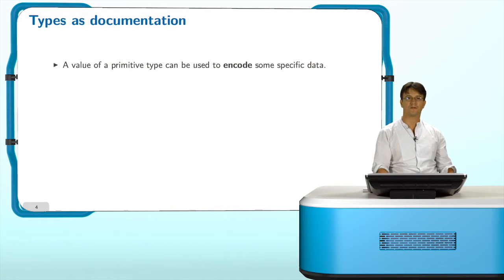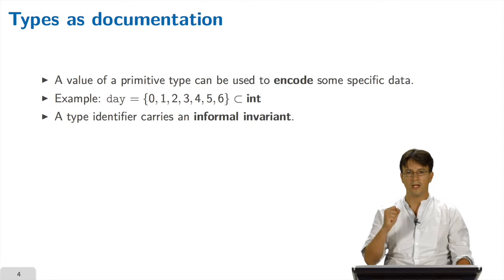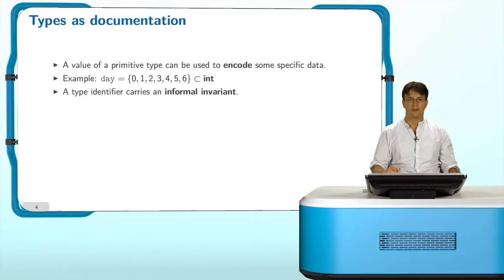A primary usage of types is to document your code in order to explain to other programmers how you use primitive types in order to encode some specific form of information. For example, you may want to encode the day of the week by choosing 0 to represent Monday, by choosing 1 to represent Tuesday, and so on. And so what you get in the end is a subset of int. And maybe you want to name this subset using a type identifier, so that you can carry an informal invariant that an integer x is a valid day if it is between 0 and 6.